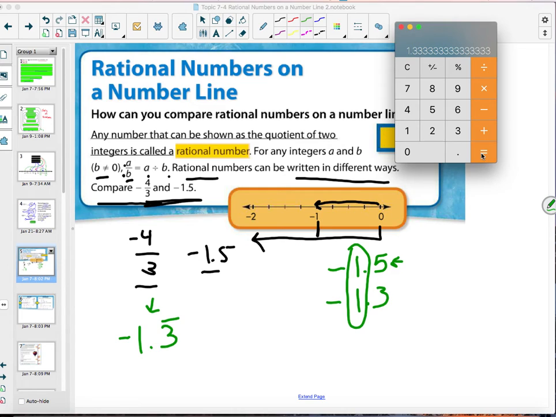In other words, we would say to ourselves, okay, -1 and 3/10 is right there, and -1 and 5/10 is right there. So you'd have to go further left to get to that one. Okay? And so that's how you can use decimals to compare them.